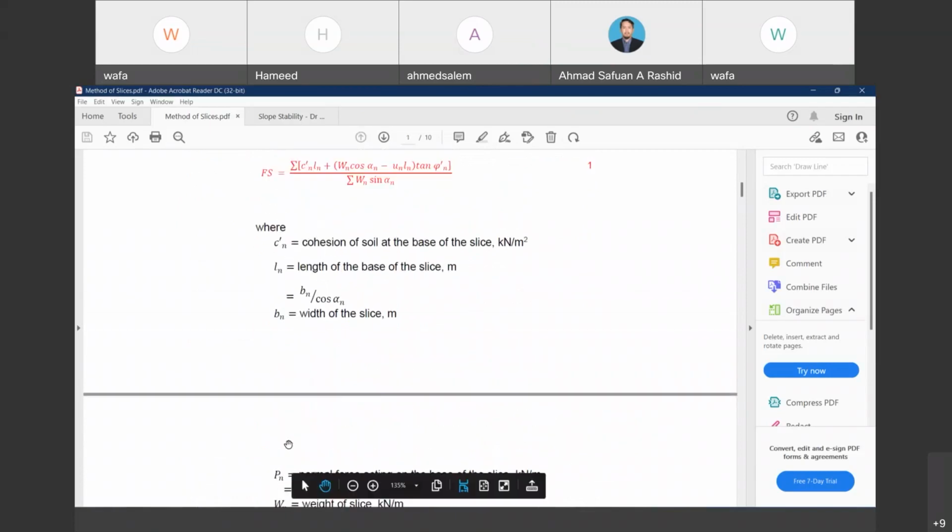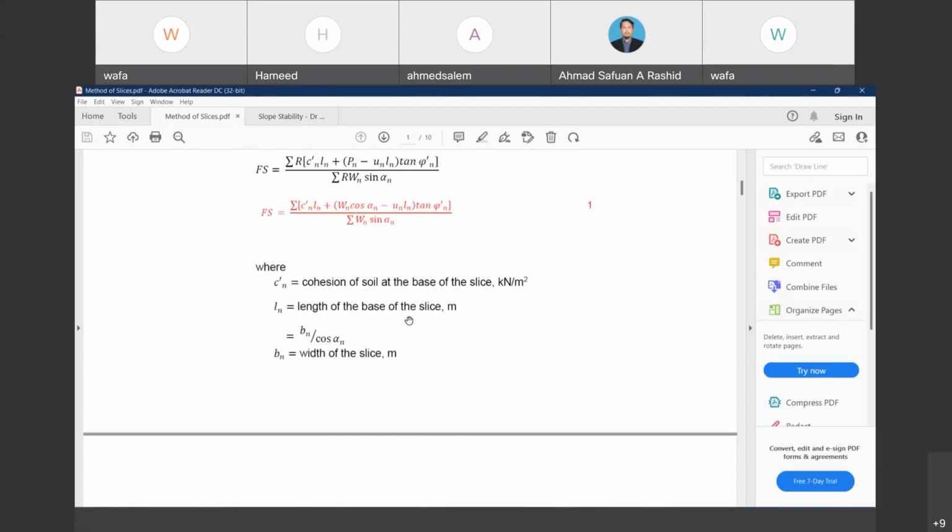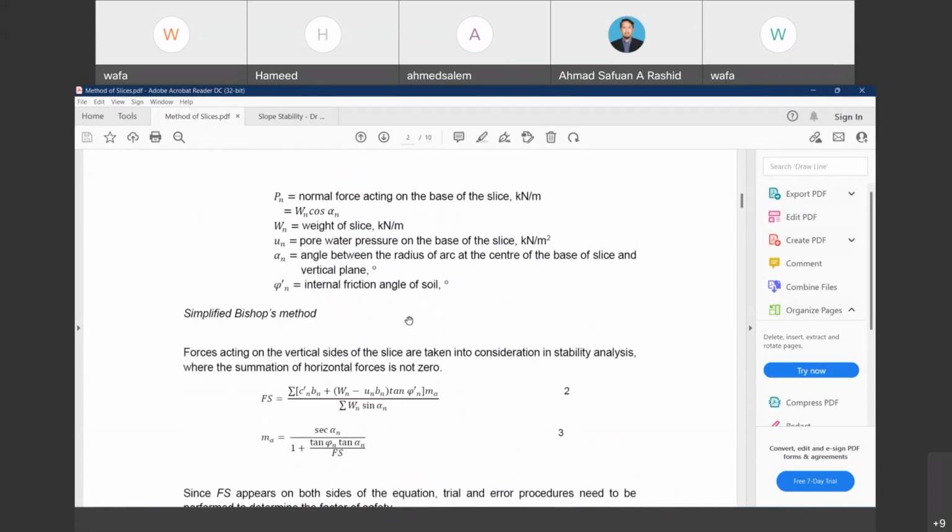vertical plane. Okay. So if I'm not mistaken, I already told you, the alpha will depend on the point of the origin. For example, if the alpha is on the right side from the point of origin, we need to consistently use either negative or positive. For example, the right represents positive, while the alpha on the left represents negative. For this case, the alpha is on the right, so we may consider positive for this alpha. Okay, so that is for the Fellenius.